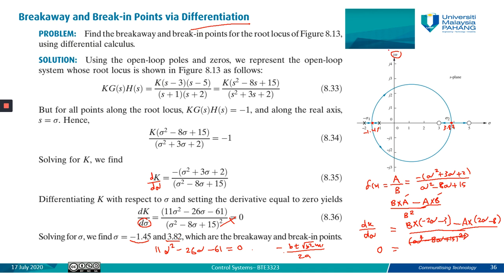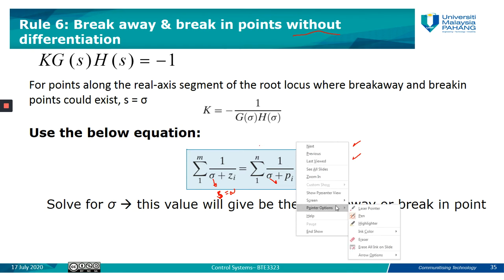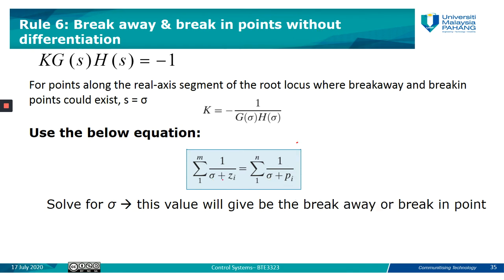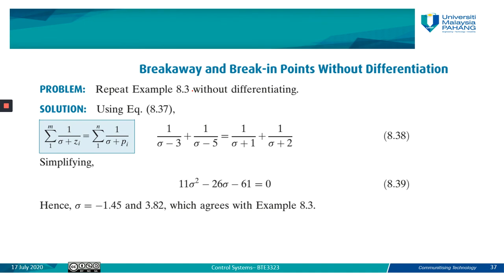We can resolve this equation, I mean, find these values by using the second method, which depends on this formula. According to this formula, we are going to substitute the values of the zeros and the values of the poles in this equation. So we have s minus 3, s minus 5 on the left side, and we have s plus 1, s plus 2 on the right side, as you can see here.